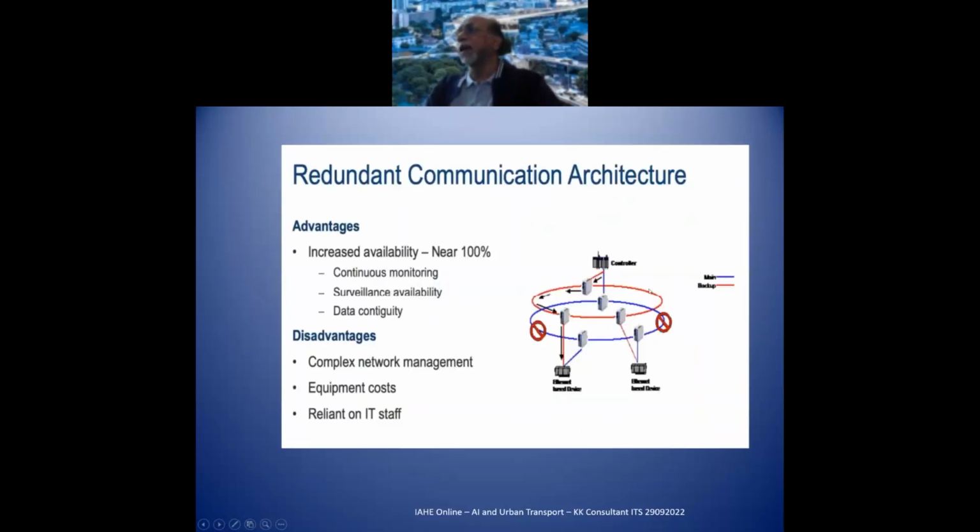We have these multiple rings. This is a redundant communication architecture, which is self-reliant and also self-learning and self-repairing. It increases the reliability to near 100%. So surveillance is possible, complete data continuity, complex network, equipment costs are a little high, reliant on IT staff. These systems are called resilient systems, which are able to learn by itself. And if you have a break on any of the network, it can actually reroute the data using available other routes.